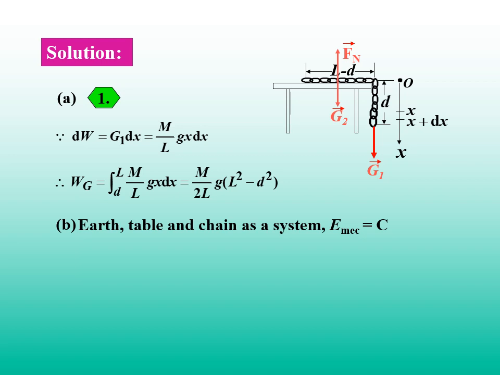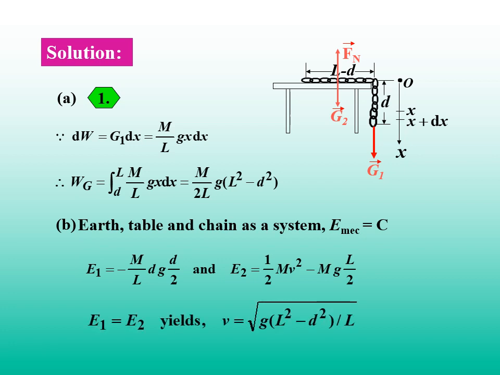For problem B, we consider the Earth, the table, and the chain as a system. Only the conservative force, gravity, makes the chain move. At the initial position, the mechanical energy E1 equals m divided by L times d times g times minus 1/2 d, since the center of mass is at the position minus 1/2 d. The kinetic energy is 0 since the velocity of the chain is 0.